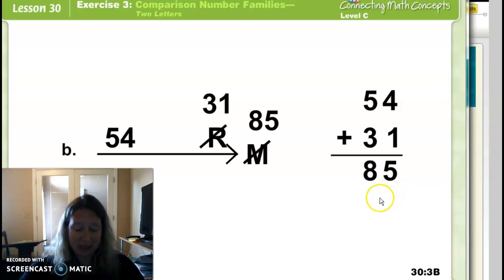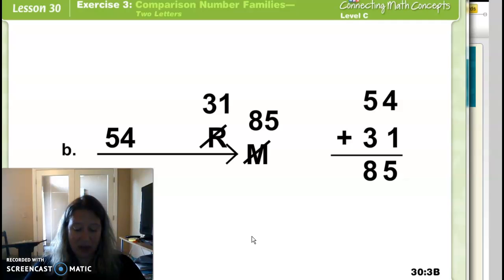Touch problem C. I'll read C for you. C says W is 22 less than P. W is 76. What number is P? Go ahead and make your number family with your number and your two letters. And you should have gotten the first small number was 22. The other small number was W. And the big number was P.